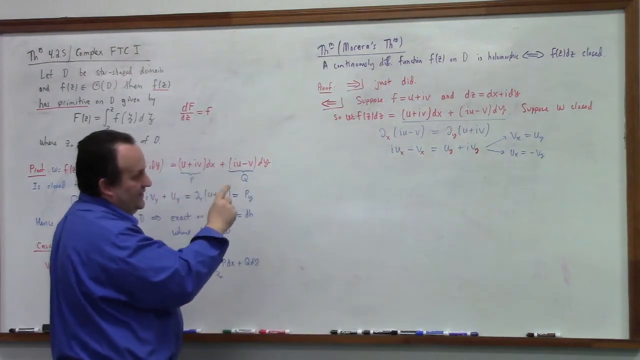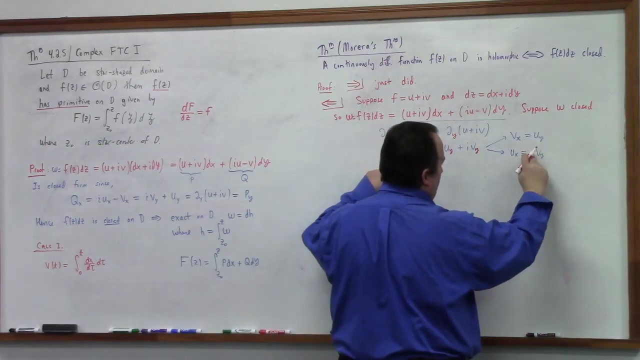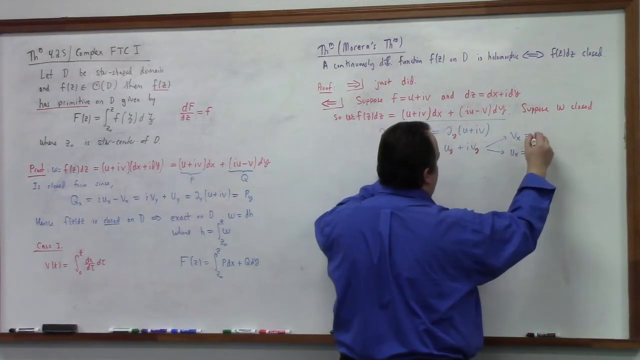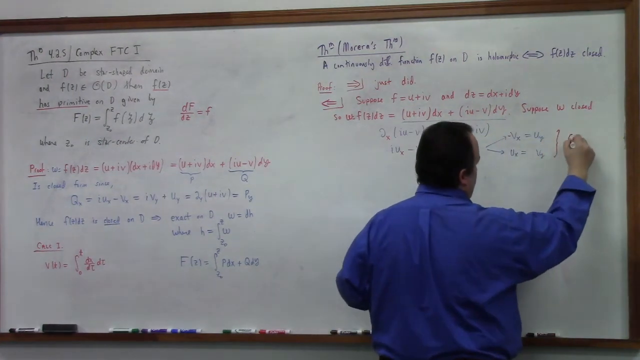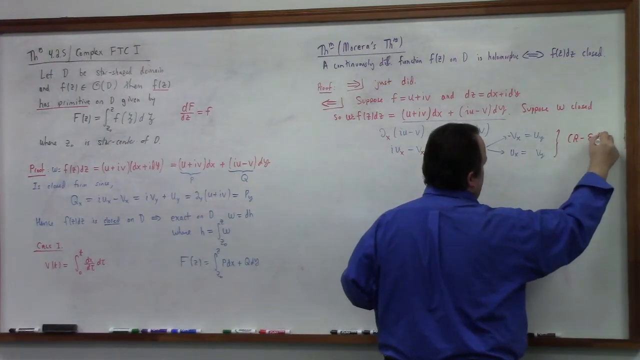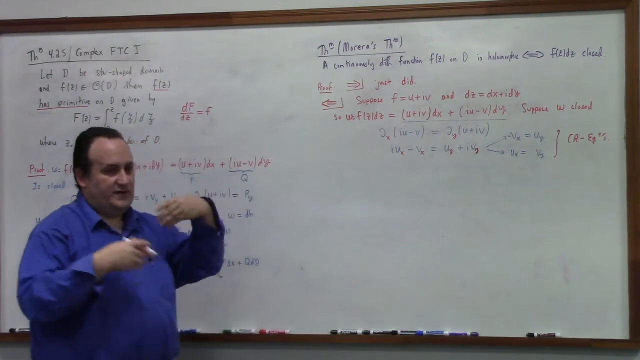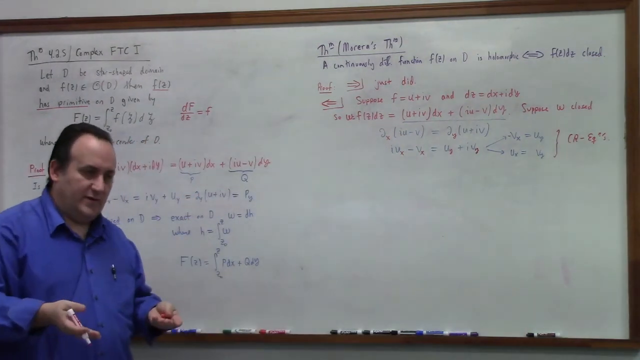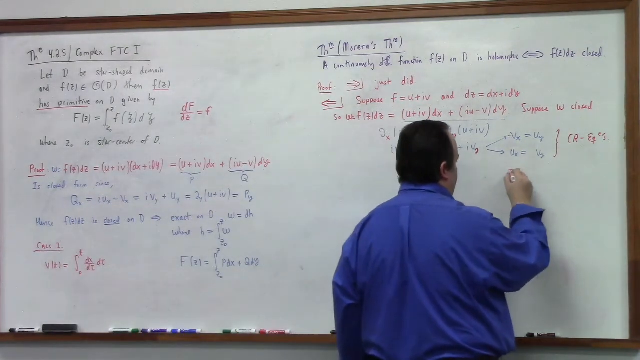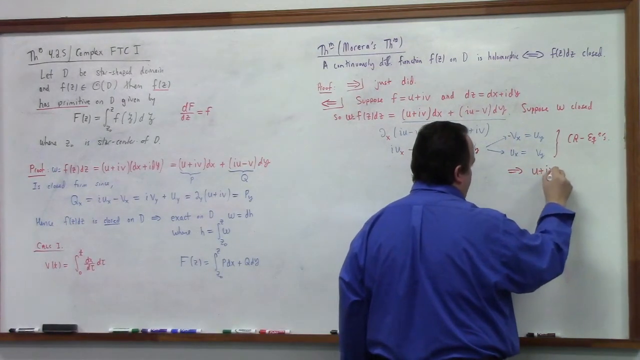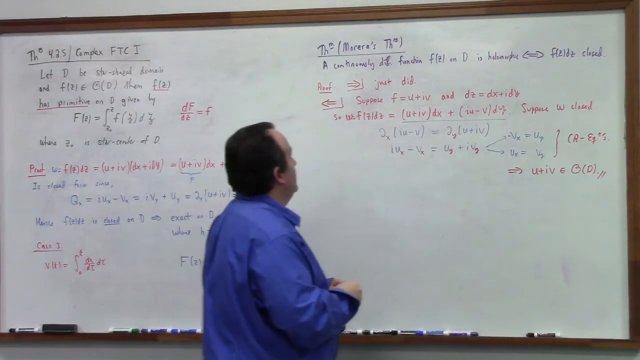And of course, once we do that, then we get ux equals vy, and vx equals minus uy. And of course, these are the CR equations, the Cauchy-Riemann equations. And given that we've assumed it's continuously differentiable, if we have continuous differentiability and the Cauchy-Riemann equations holding on a domain, that implies that u plus iv is holomorphic on D. So there you go. That's Morera's theorem.